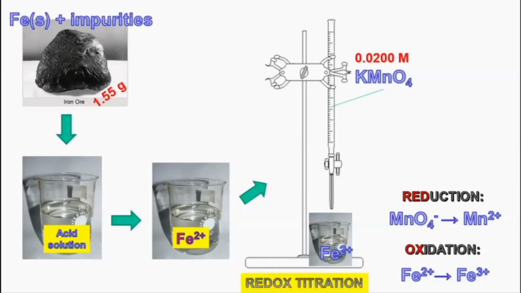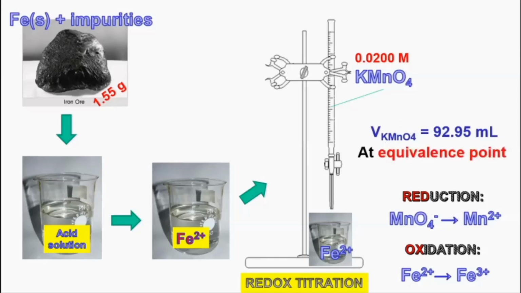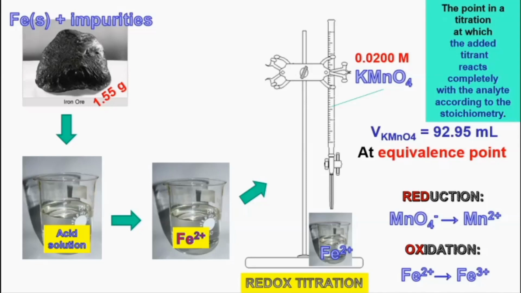The last statement in this question tells us this titration requires 92.95 milliliters of potassium permanganate to reach equivalence point. What is equivalence point? Sounds familiar, right? I know you have heard it somewhere before. Equivalence point means the point in a titration at which the added titrant, which here is potassium permanganate, reacts completely with the analyte.